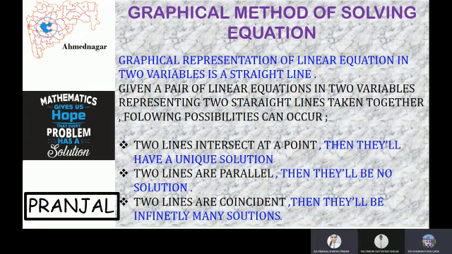So now I'm going to tell you the graphical method of solving equations. The graphical representation of a linear equation in two variables is a straight line. Given a pair of linear equations in two variables representing two straight lines taken together, the following possibilities can occur. If two lines intersect at a point, then they will have a unique solution. If two lines are parallel, then there will be no solution. If two lines are coincident, then there will be infinitely many solutions.